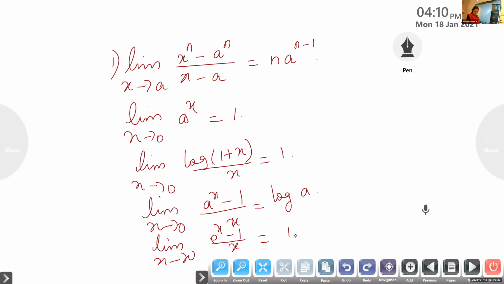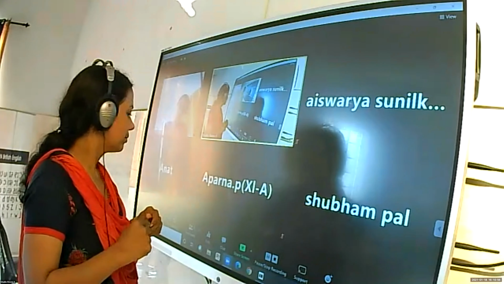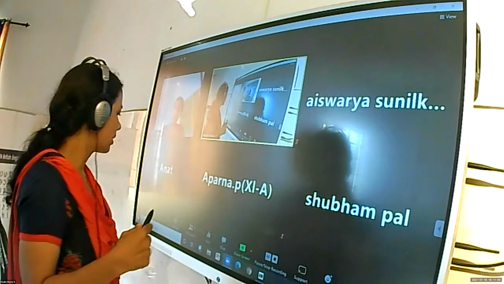And in derivatives, we have learned the next set. In the next revision class, recall all the formulas in derivatives. Today we are just revising limits. Shall we start doing problems based on limits? Aditya?